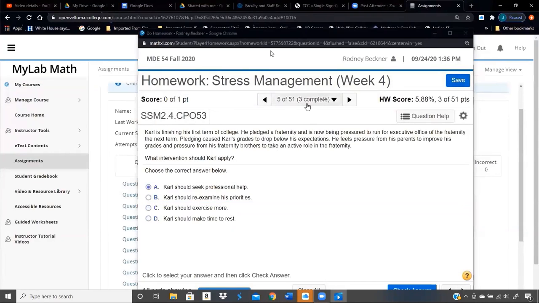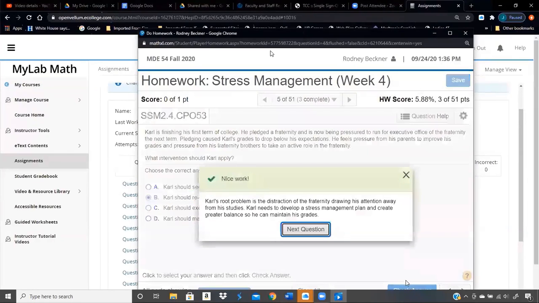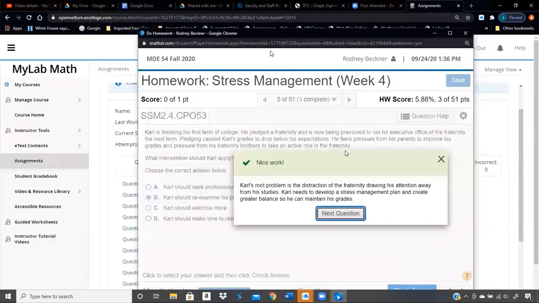I'm getting some B's. So let's see if we re-examine his priorities. And again, professional help, that feels like it's more necessary in the previous example. I don't really see that being necessary here initially, but we're all different and someone could need professional help in this regard. But re-examining the priorities does seem to be the best one for this. So Carl's root problem is the distraction of the fraternity drawing his attention away from the studies. Carl needs to develop a stress management plan and create greater balance so he can maintain his grades.